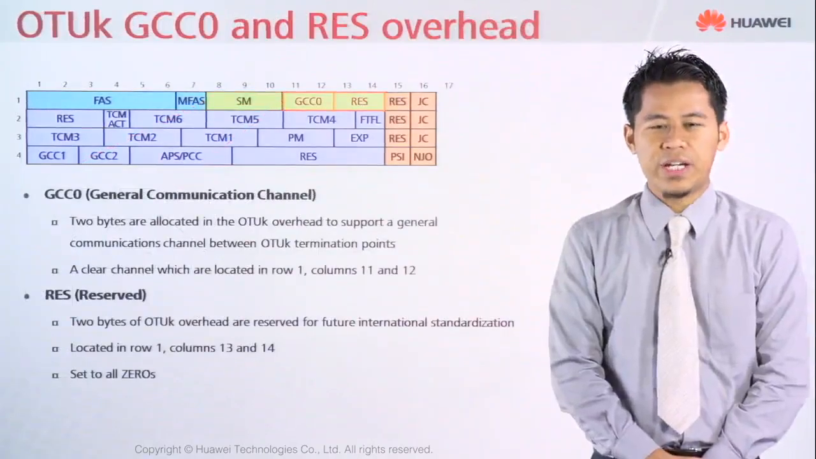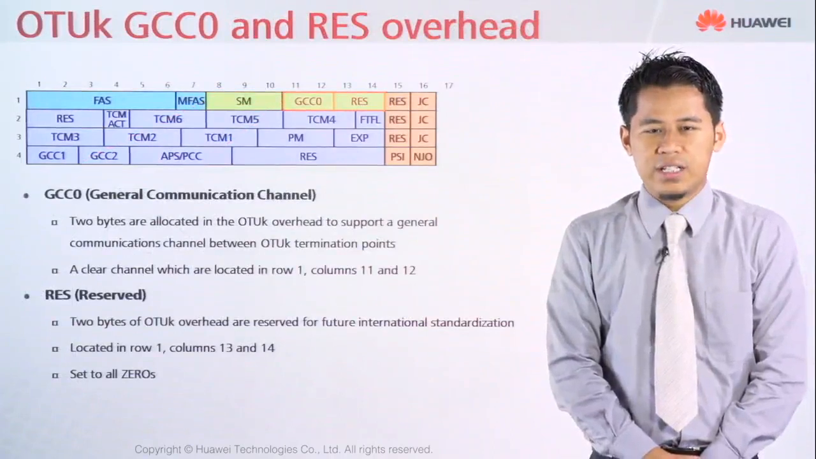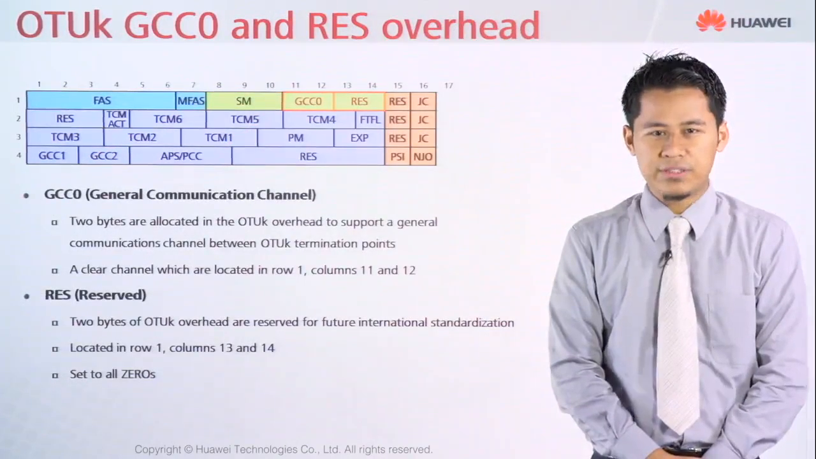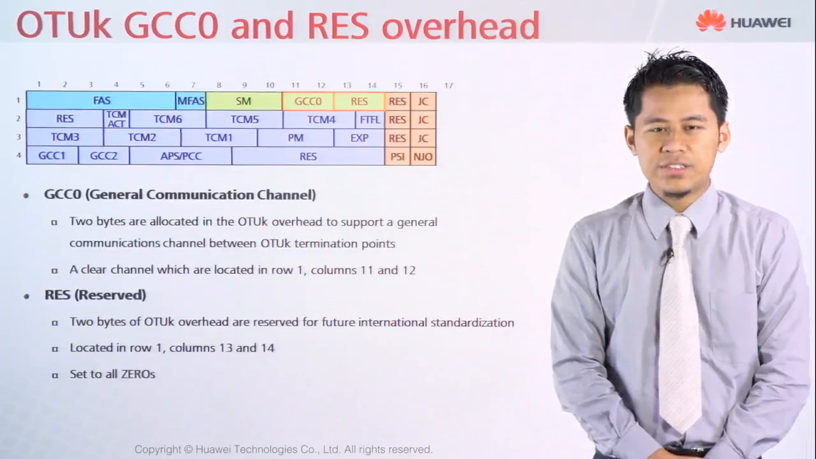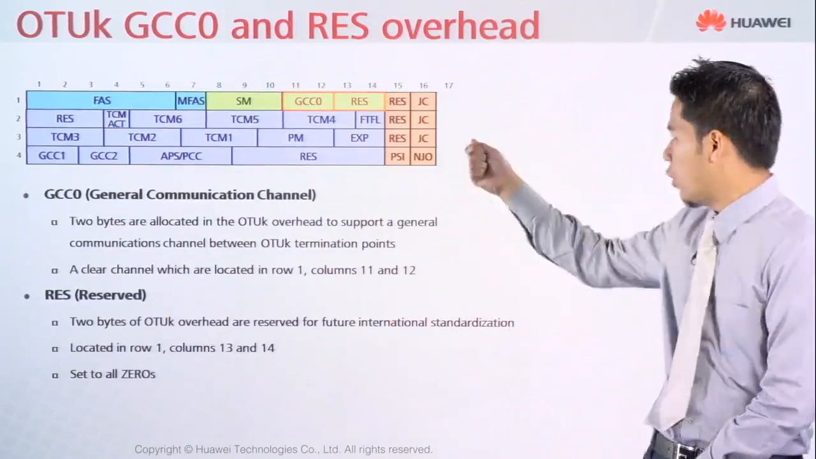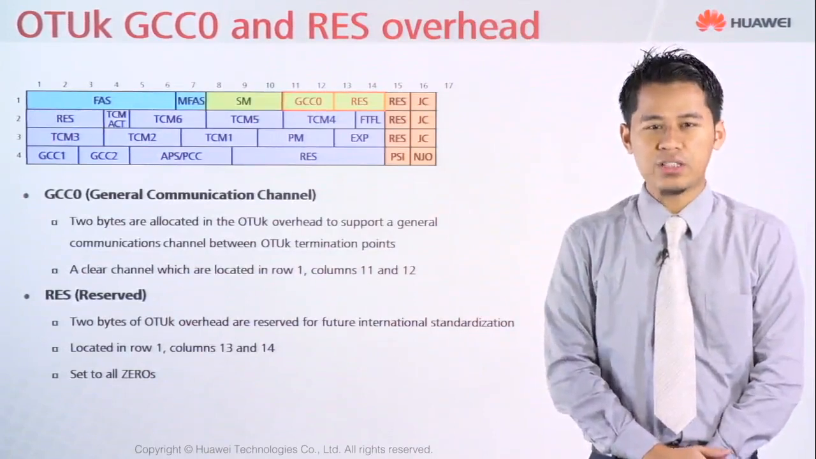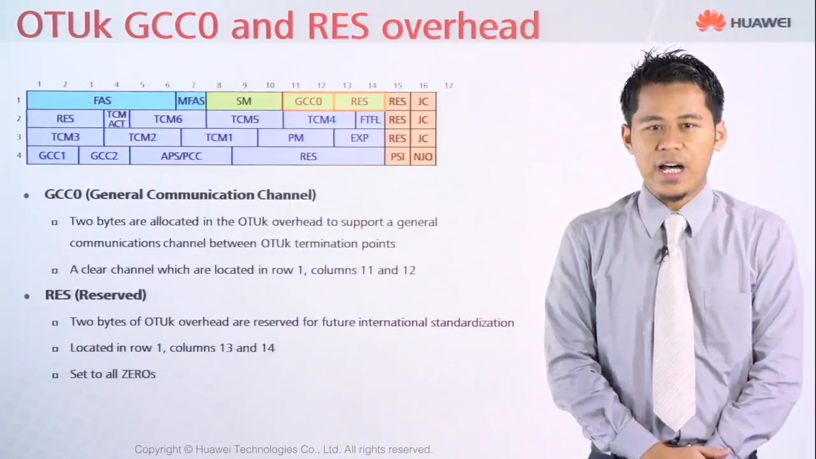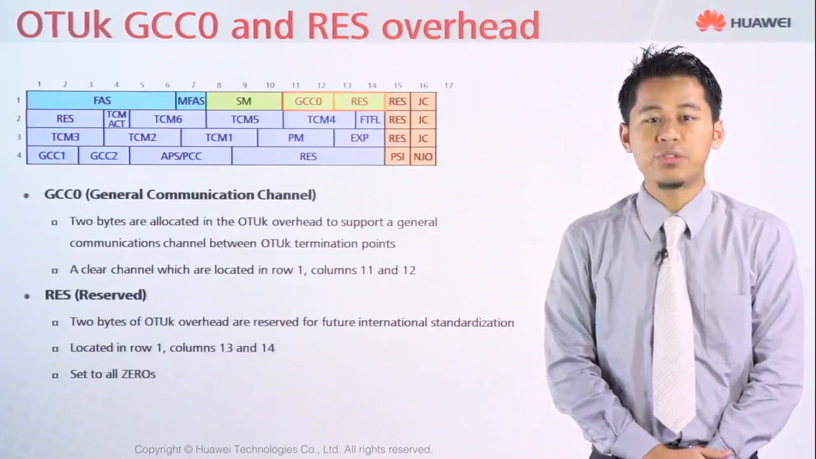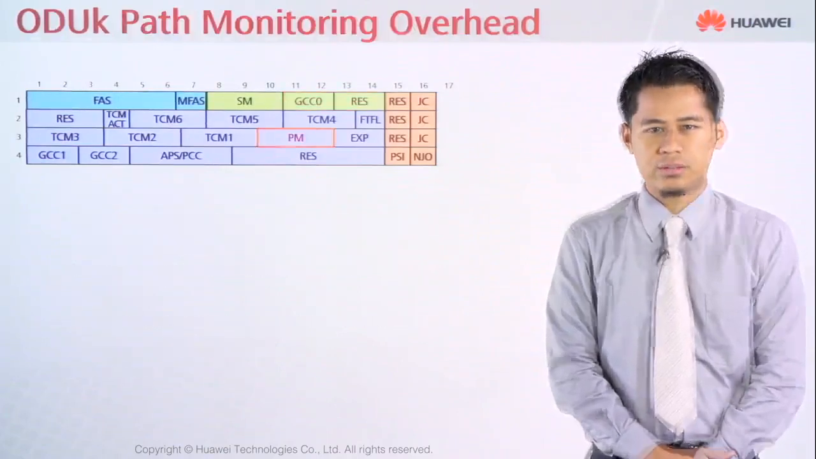OTUk GCC0 and RES overheads. There are 2 bytes that support this OTUk level. The GCC0 byte is under the OTUk level, and it is used for the electrical supervisory channel. And the RES overheads are used for future standardization.